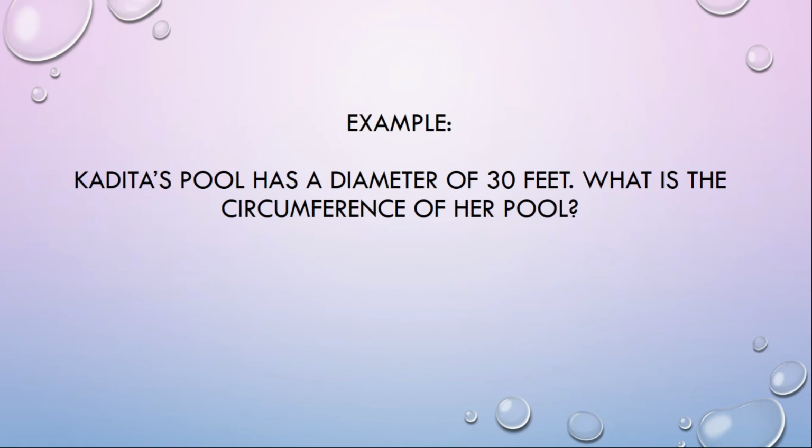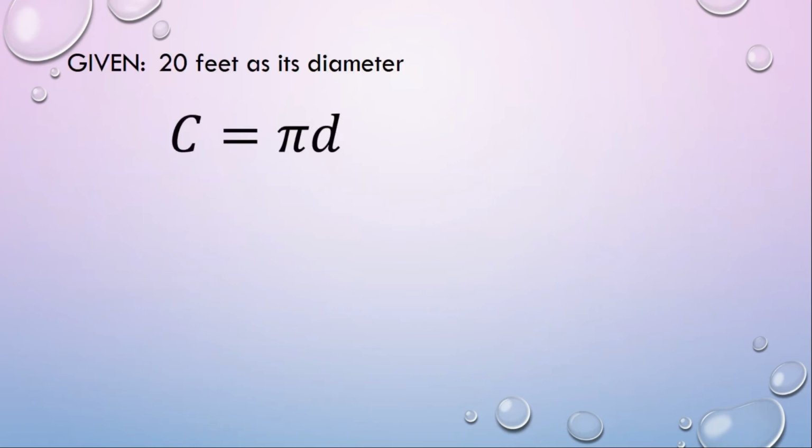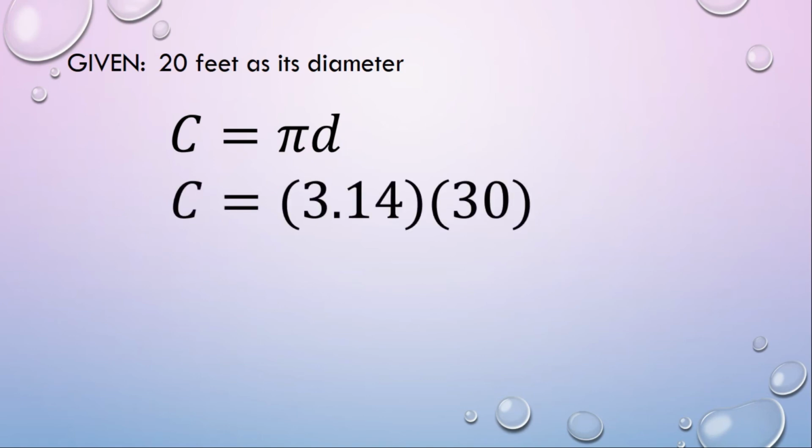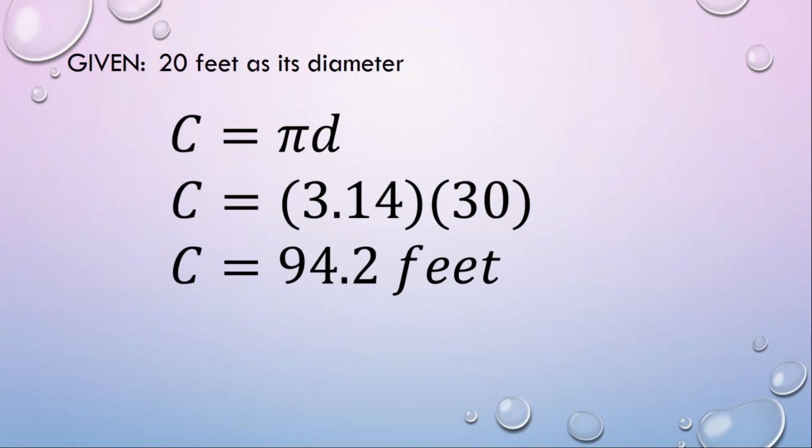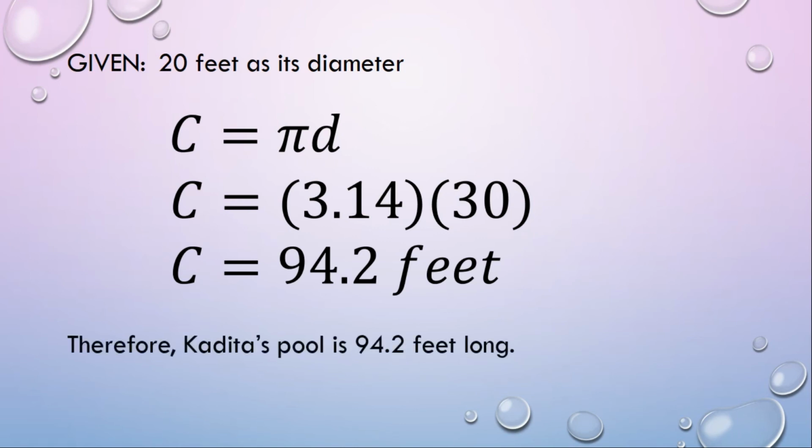Next example. Kadita's pool has a diameter of 30 feet. What is the circumference of her pool? So given there is 30 feet as its diameter. So we use this formula, C equals pi d. Let's substitute. Your pi is approximately 3.14 times your d, which is 30. So your circumference is 94.2 feet. Therefore, Kadita's pool is 94.2 feet long.